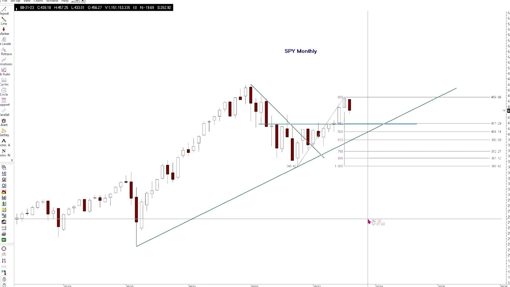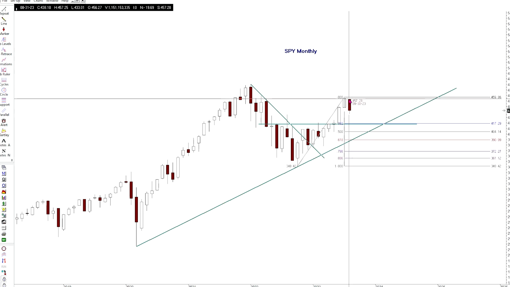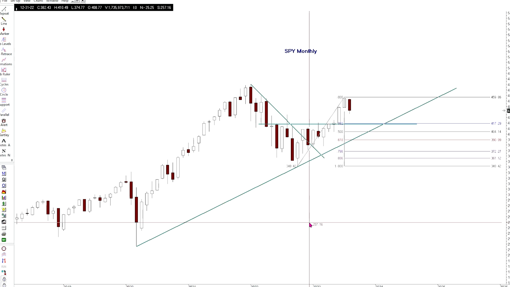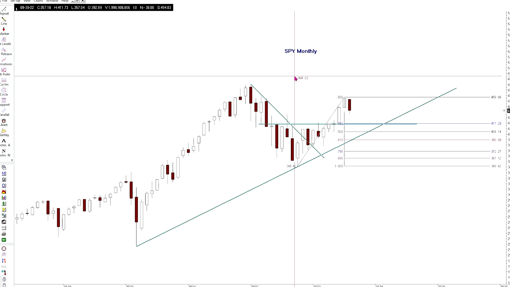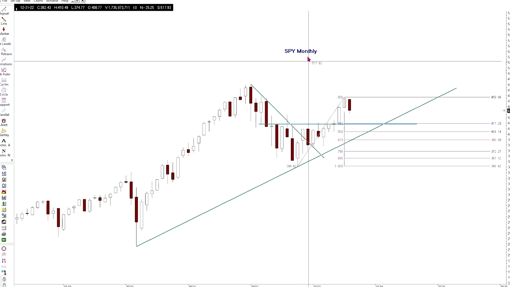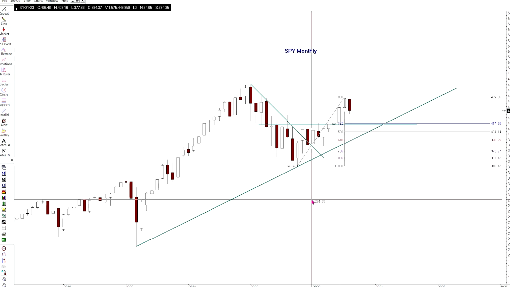And we haven't closed yet for this month on the SPY. So we don't know where this bar is going to close. If the market pushes up, then we're going to see a different looking bar. If the market moves down, then that's going to change what we see now. So make sure that you check back at the end of the month after this month closes and see what the SPY monthly bar looks like.